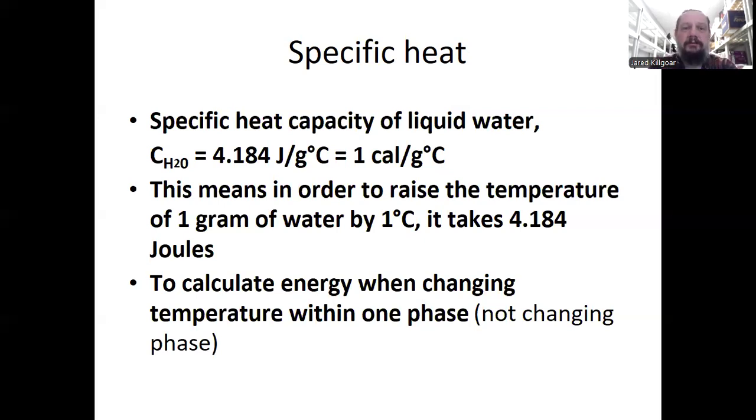And we're going to use this to calculate energy changes within a single phase of matter when we're changing the temperature. So when we're talking about temperature, we're referring to changes in kinetic energy. We're not going to talk about what if we have a temperature change and a phase change yet. We're going to do that in future classes. But this is part of it.